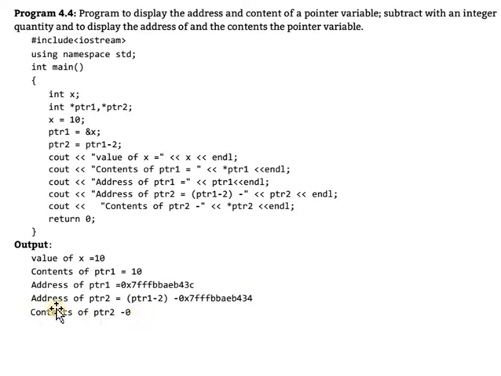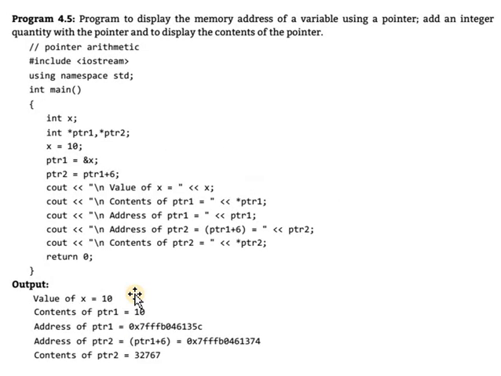And again we are displaying the contents of the second pointer, that is ptr2. What are the contents of pointer ptr2? Nothing is stored in the pointer ptr2, so it will display the value 0. This is the example of pointer arithmetic in C++. How the arithmetic operation is done on the pointer is represented here. Here are also some other examples related to pointer arithmetic. See these examples.